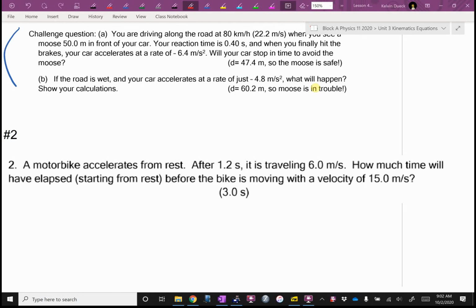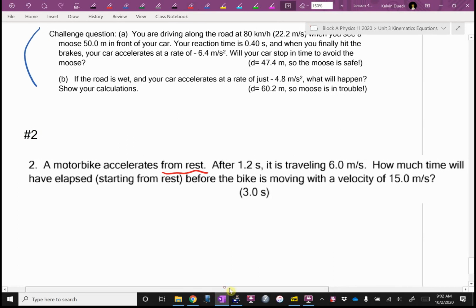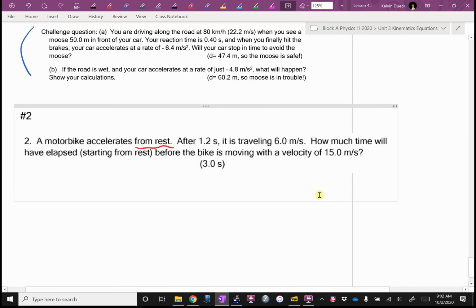So looking at lesson 4, number 2, it says a motorcycle accelerates from rest. I would probably underline the word "from rest." After 1.2 seconds, it's traveling 6 meters per second. How much time will have elapsed before the bike is moving with a velocity of 15 meters per second? So definitely, I think this question wants me to find time.